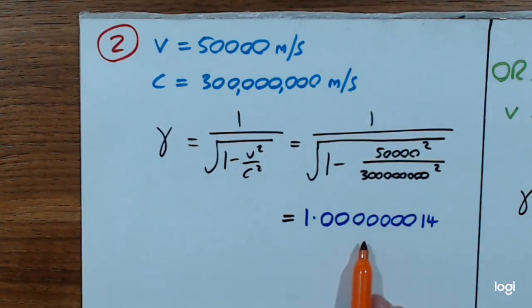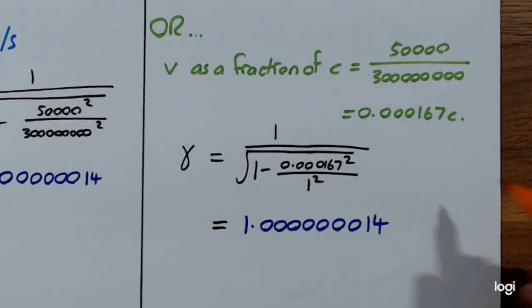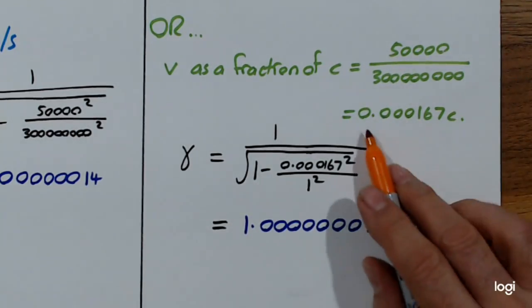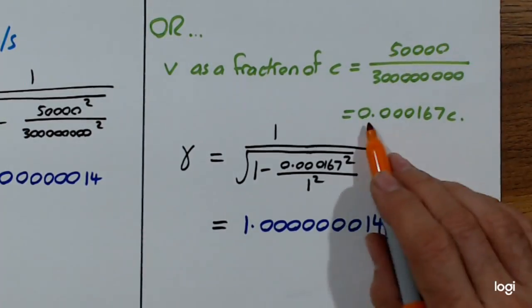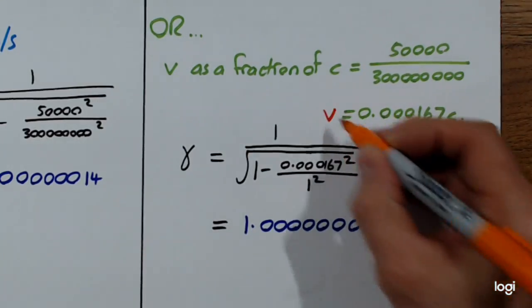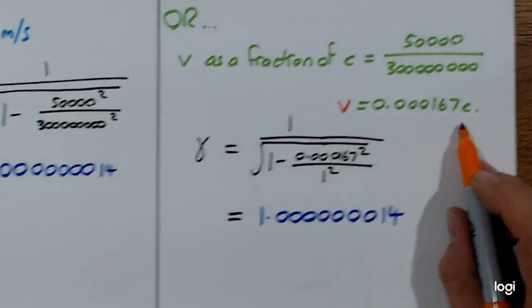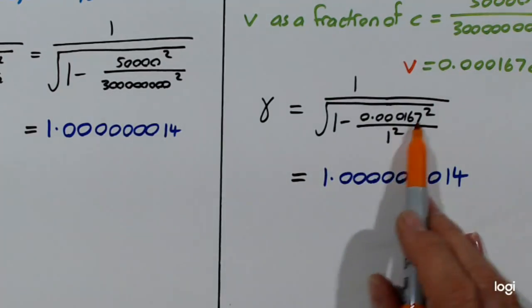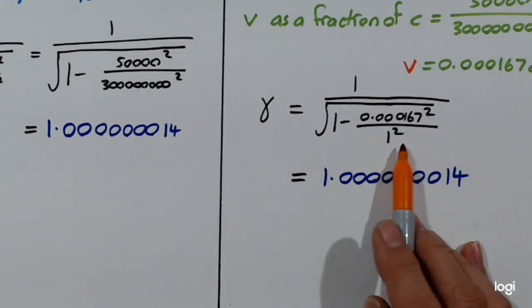But there is a slightly shorter way to do it. Instead of putting the velocity in meters per second and c in meters per second, just get the velocity as a fraction of c. So just do that fraction. See what that comes to, and that's your v. So v equals this, and that makes c equal to 1. Then you can just use this. It's the same thing, but the numbers are a little bit faster to go through. The denominator of this fraction is always 1, so it just speeds things up a little bit.